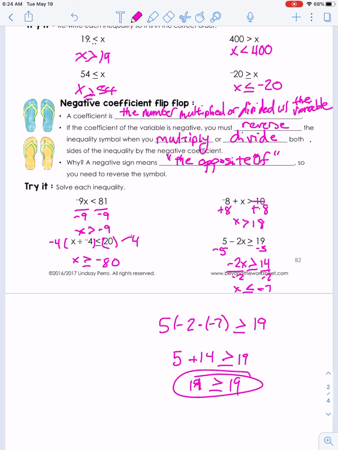So that is our lesson for today. It's very similar to solving equations. The tricky part is remembering to flip that sign if you have a negative coefficient. So we need to remember to flip that sign if we have a negative coefficient.